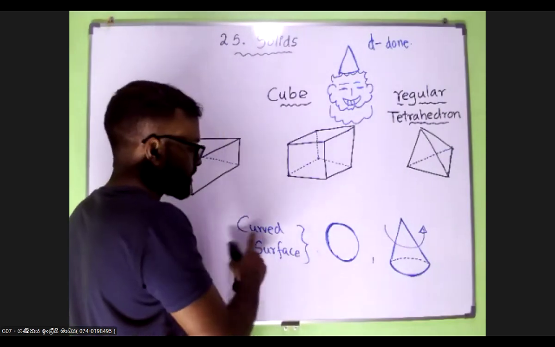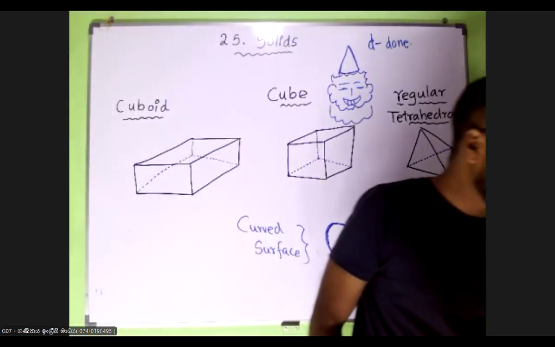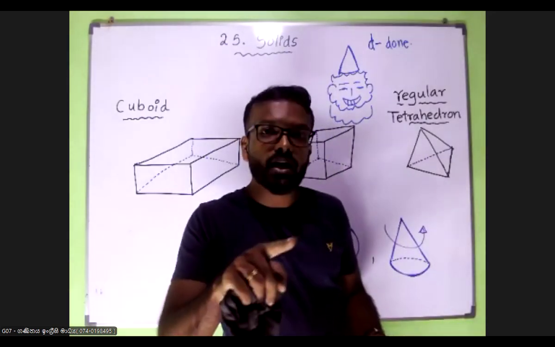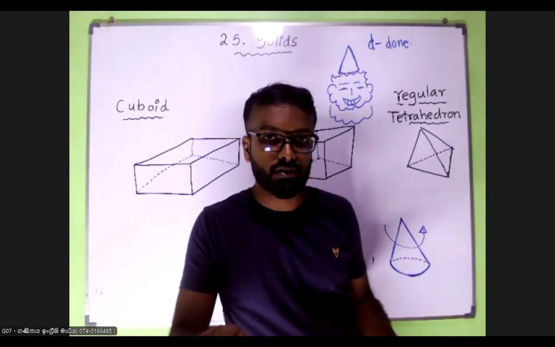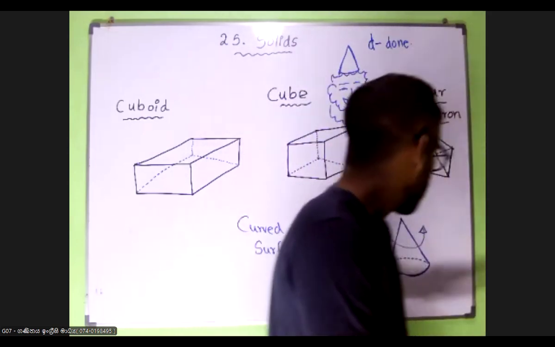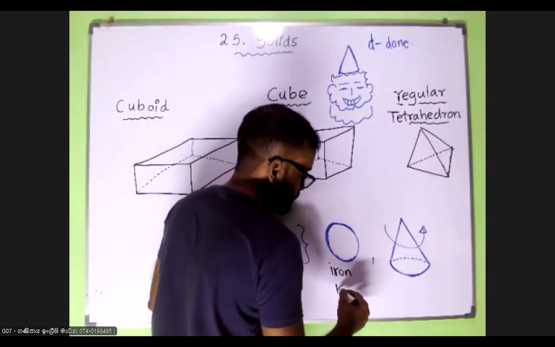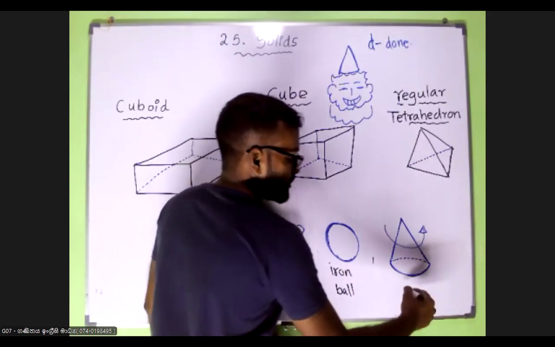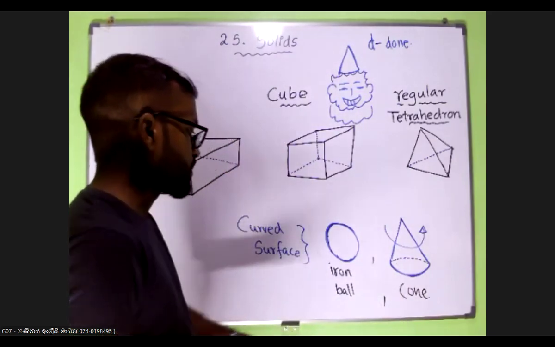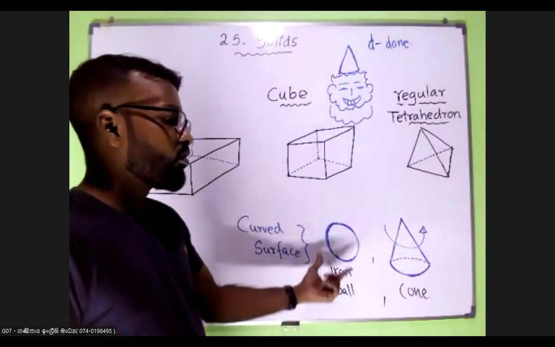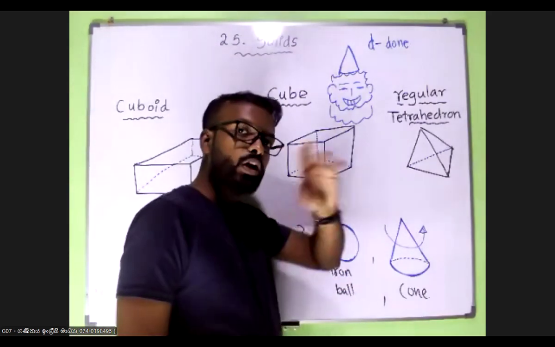So if you want, you can write curved surfaces example in front of the example to illustrate. A cubic die has a plane figure and an iron ball has a curved surface. So this is an iron ball, and this is a cone. These things have a curved surface. A sphere or an iron ball is fully curved.